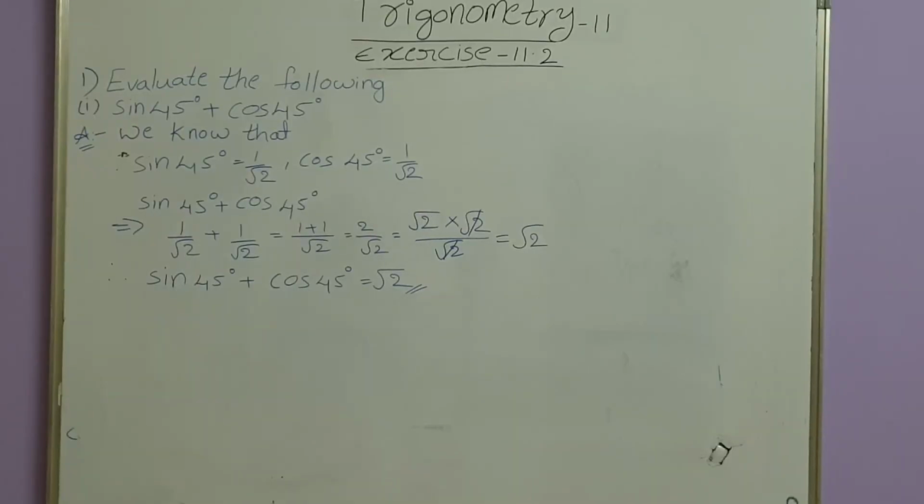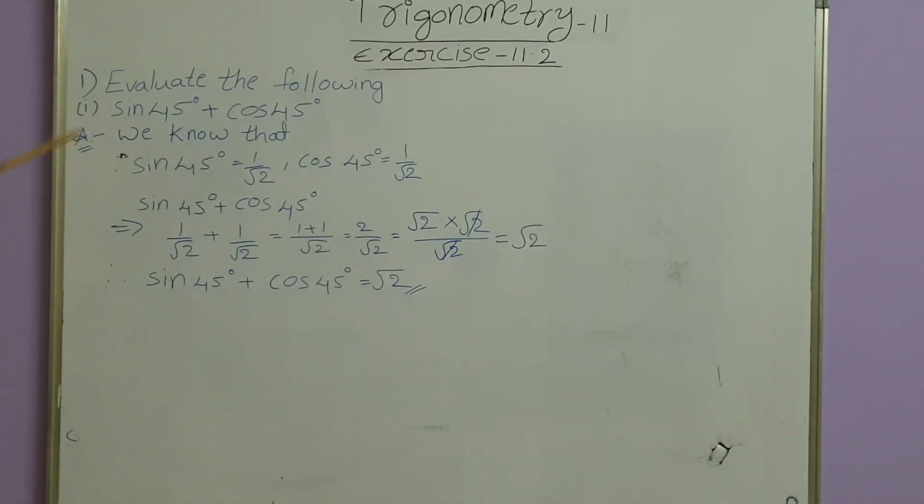In this trigonometry exercise 2, first question, evaluate the following. In this first one, sin 45 degrees plus cos 45 degrees. We know that sin 45 degrees is 1 by root 2, and cos 45 degrees is also 1 by root 2. These two values are equal. Add these two. Substitute here.